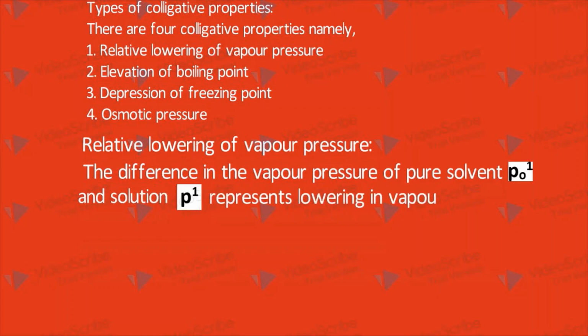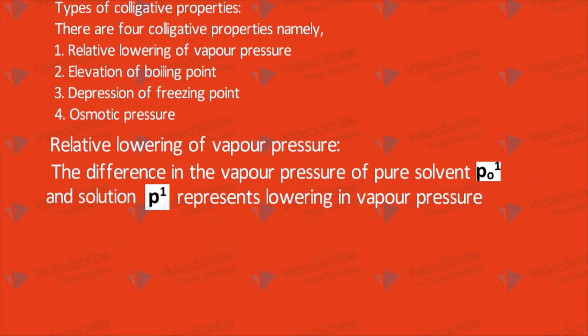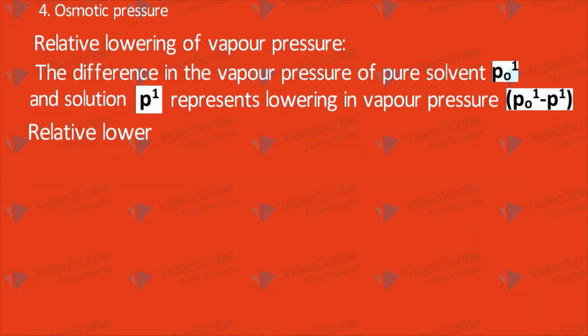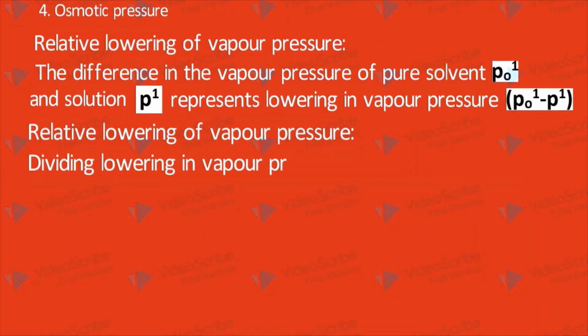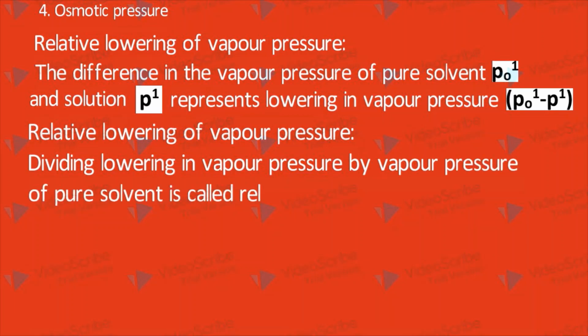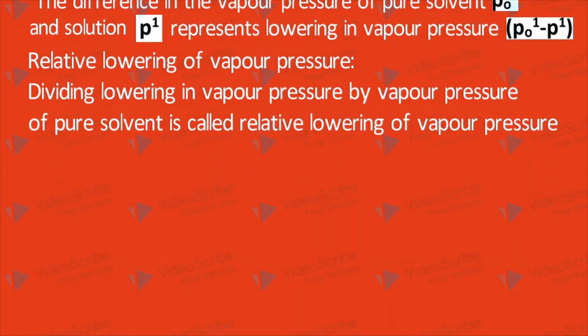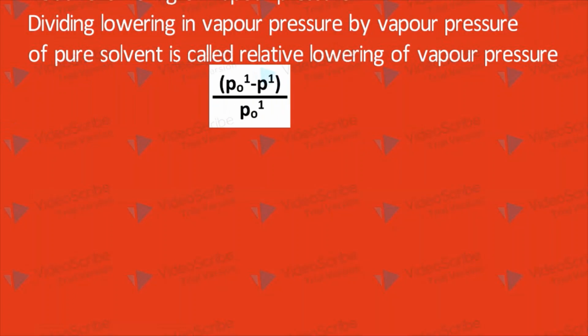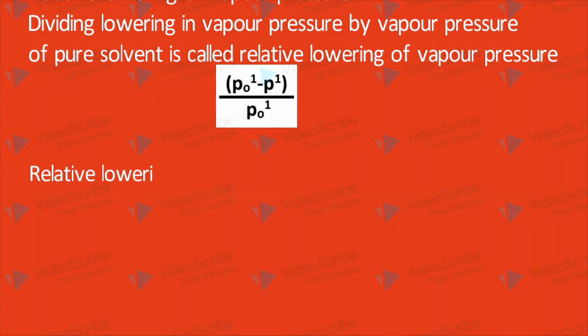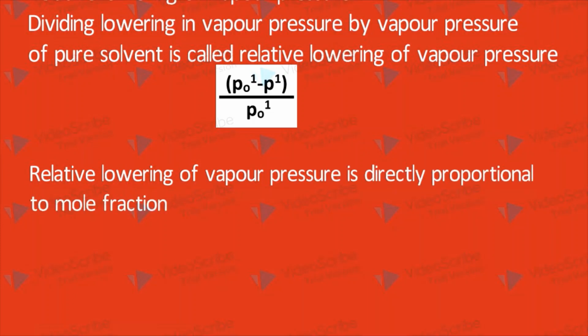Relative lowering of vapor pressure. The difference in the vapor pressure of pure solvent P01 and solution P1 represents lowering of vapor pressure, P01 minus P1. Dividing the lowering in vapor pressure by the vapor pressure of pure solvent is called relative lowering of vapor pressure: P01 minus P1 by P01.